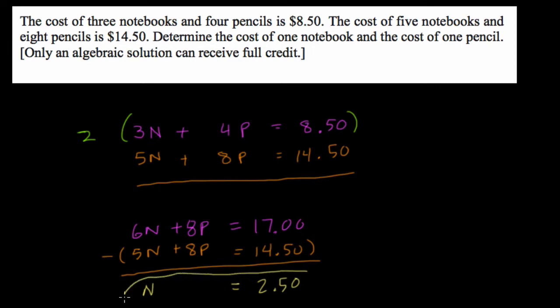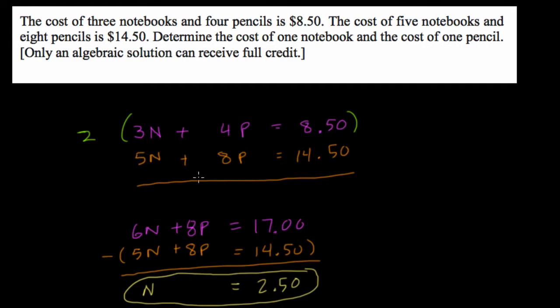And just to go back, the reason I doubled that first equation is because I knew I wanted to cancel out the pencils here, so I knew I had to turn that 4 into an 8. I could have used the notebooks, except I would have had to get a common multiple of 3 and 5. Now, that's 15, so I would have had to multiply the first equation by 5 and the second equation by 3, so it would have taken more steps, so I chose to eliminate with the pencils.